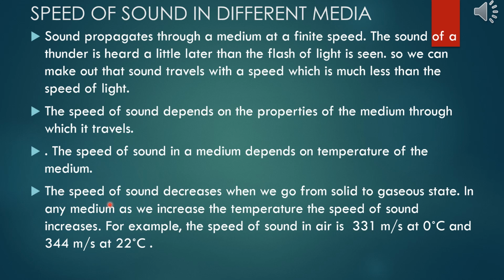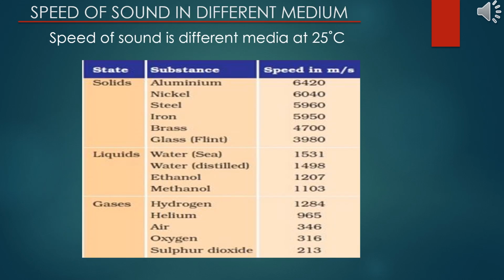Whereas the speed of sound decreases when we go from solid to gaseous state. In any medium, as we increase the temperature, the speed of sound increases. For example, the speed of sound in air is 331 meters per second at 0 degrees Celsius and 344 meters per second at 22 degrees Celsius. Here is the table which gives you the speed of sound in different media at 25 degrees Celsius, and the table has solid state, liquid state, gaseous state, with some examples.